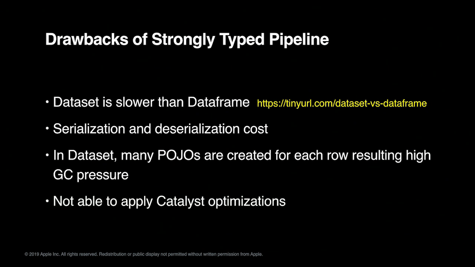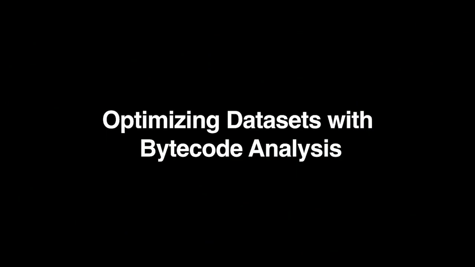And also, with Dataset, as we showed before, it's not able to apply Catalyst optimization because it's opaque to Spark. Spark doesn't know what's going on. Spark can just execute all the Lambda functions provided by the user. So there's no way Spark can rearrange the order and see we can reduce this optimization, reduce this execution at all. So this is a big problem for the Dataset API.